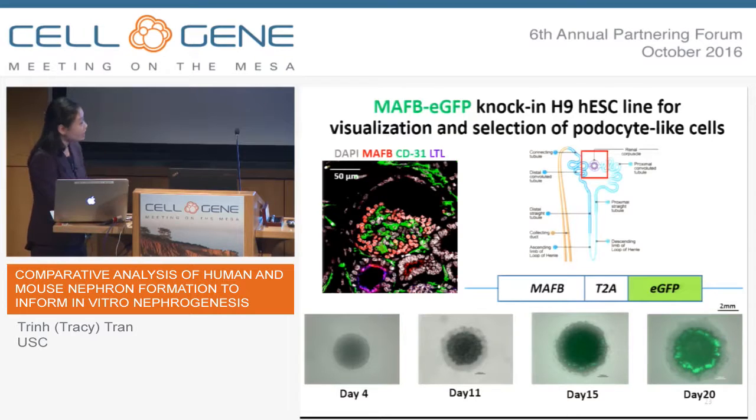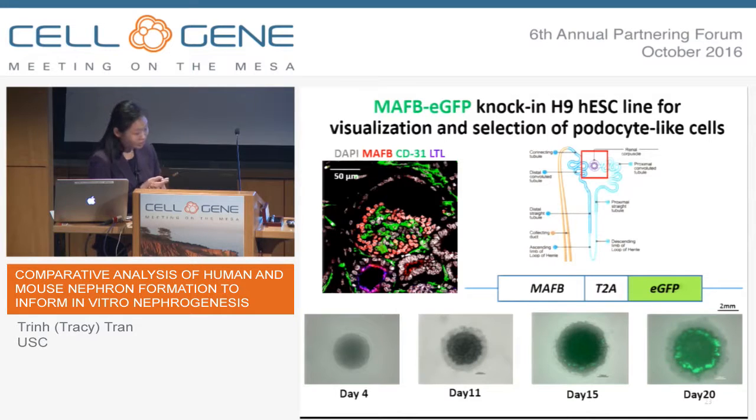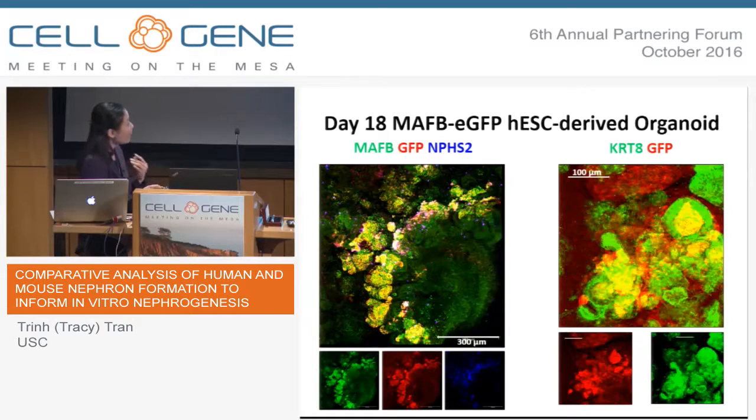In order to isolate these cells from the kidney organoid, we have the MAFB knock-in cell line. MAFB marks the podocyte population in the real kidney. At the end of the protocol, it's very happy that we have GFP positive cells around day 20. By immunostaining, we were able to verify that the GFP positive cells are also MAFB positive cells, which we want the GFP to report, and Nephrin positive.